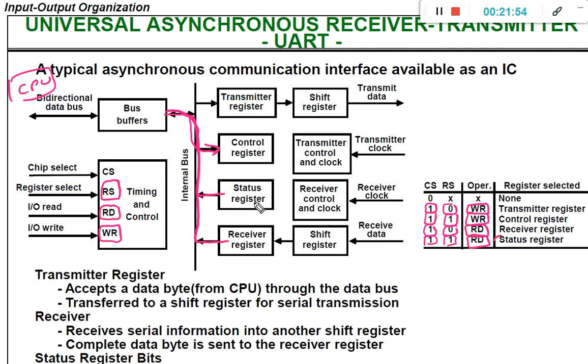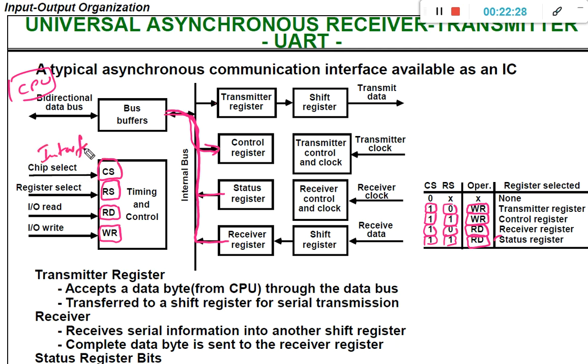The status register contains the status of the transmitter register as well as the receiver register, whether the transmitter and the receiver registers are full or empty. Based on that, it is going to carry out the operation. Coming to the chip select, it is very, very important. This chip select is actually used to select the interface through the address bus. Which interface must be selected is determined by the chip select.